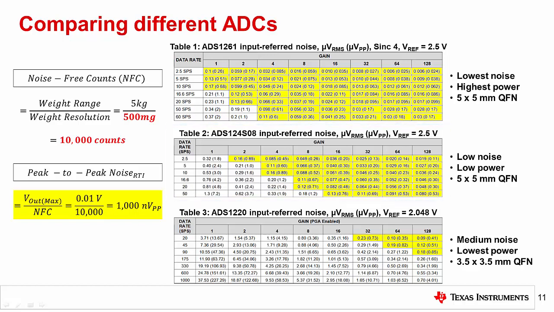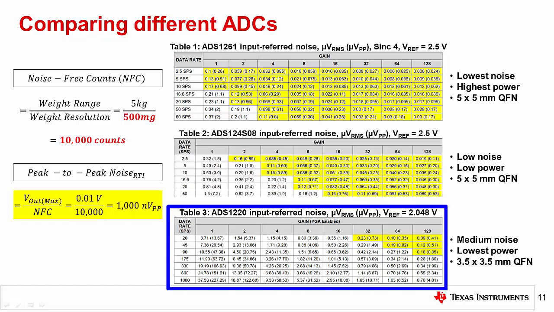This device is a slower speed, lower power ADC, so if your system was power sensitive, you could operate the ADS124S08 at any of the highlighted combinations in Table 2 to meet the target noise performance. If size was a concern, Table 3 represents the input referred noise for the ADS1220.